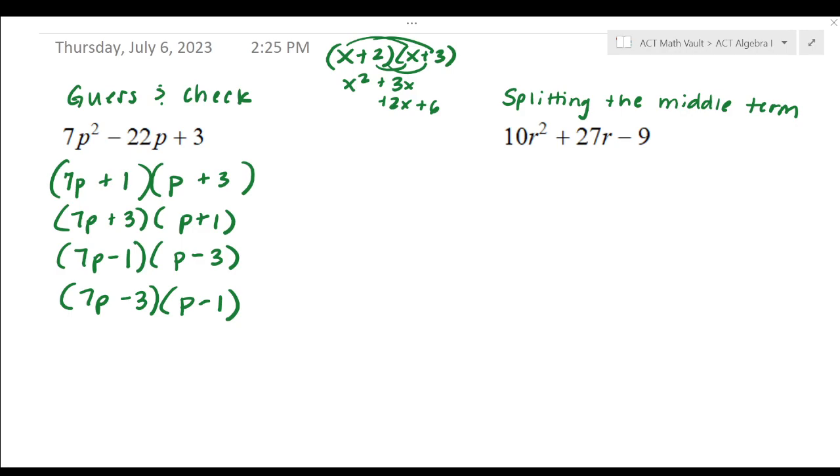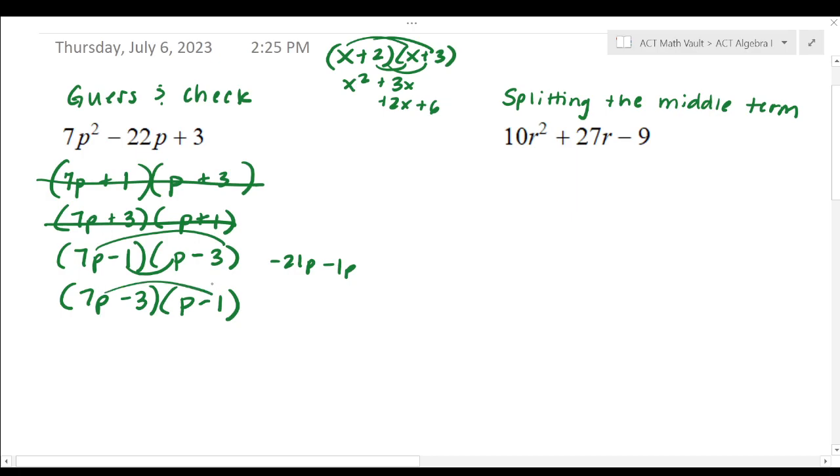It requires me to use my number sense or mental math to figure out how I am going to get a negative 22p in the middle. I know for sure these first two are not going to work. So really it's only down to the last two. And so I'm imagining getting negative 21p and then minus p, minus a 1p. That's how I get the negative 22. Right here, that would not work because you would get negative 7p and then minus 3p. So I know of those four options, my third is the one that works. And I am going to circle that one.